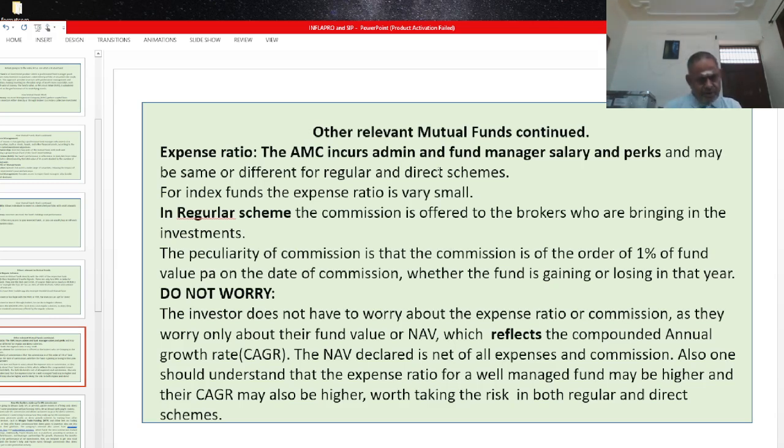Do not worry. The investor does not have to worry about these expense ratio or commission, as they worry only about the fund value or the NAV, which reflects the compounded annual growth rate, that is CAGR. The NAV declared is the net of all expenses and commission. Also, one should understand that the expense ratio for a well-managed fund may be higher and their CAGR may also be higher, worth taking the risk in both regular and direct schemes.